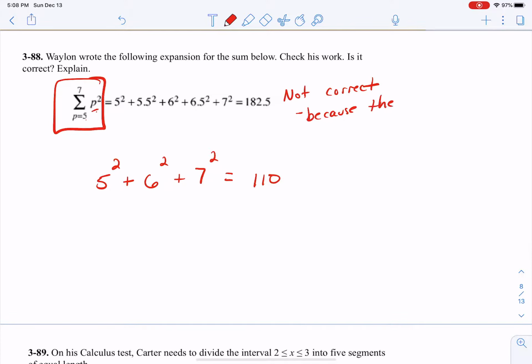because the index can only be integer values. We can't have a 5.5 for p or a 6.5 for p. We're counting by 1 each time we increment the index.